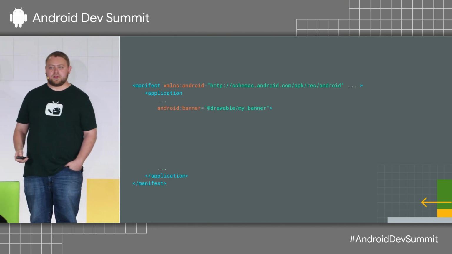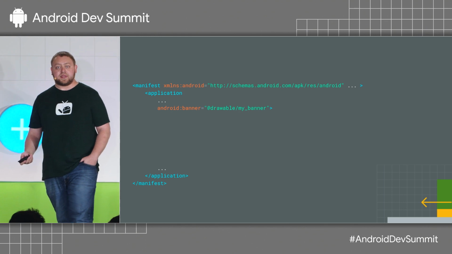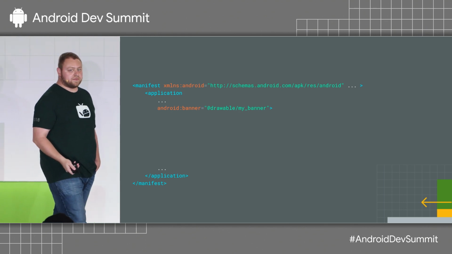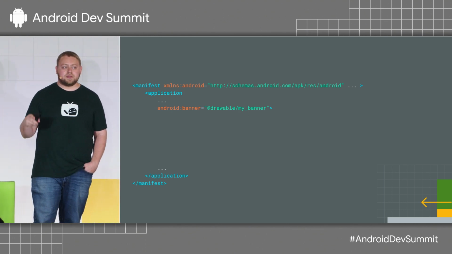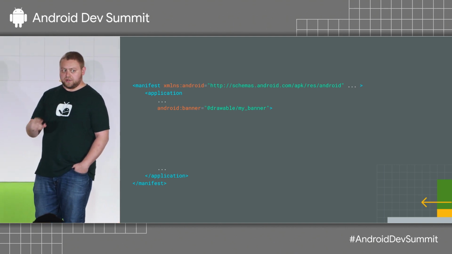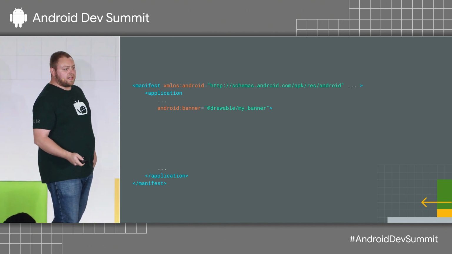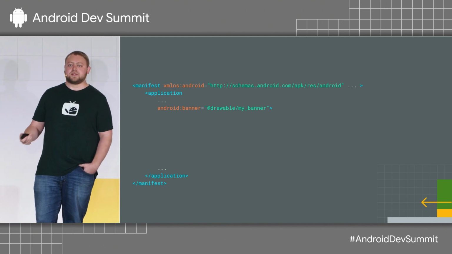So to make your app visible on the home screen, you need to supply a banner. You can define a banner in application, or you can set it in your activity. The launcher will go in through the manifest, find this resource, and this is what it uses to show your icon on the launcher. But once the user selects your icon, it needs to launch something.